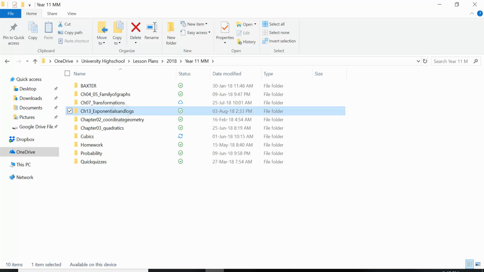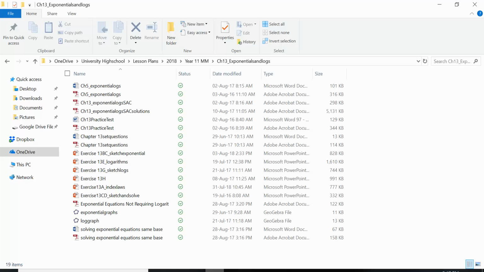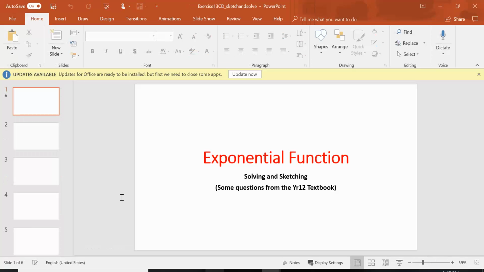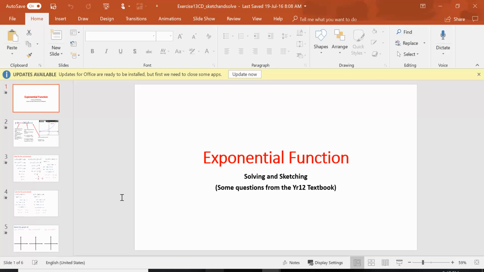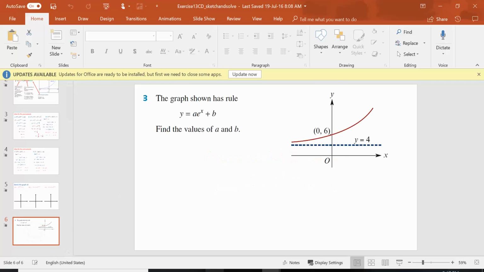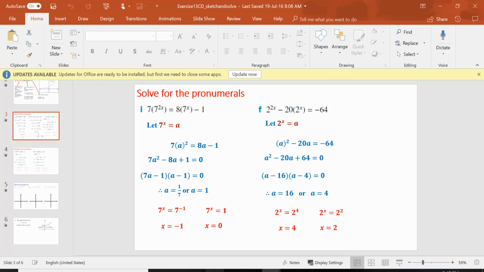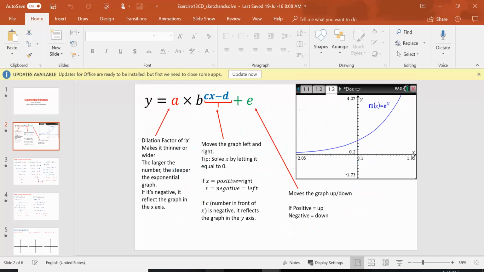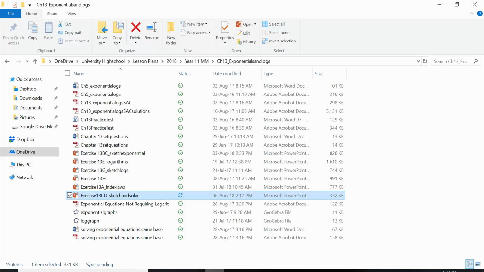Where is the exponential? Whoops. Where's 13? Was it D? Where's my D? Oh, there we go. That's my probability. Did I put an exam question in there? No, those are your textbook questions. While you guys are doing your work, I'll find the exam question. I'll show you how easy it is.